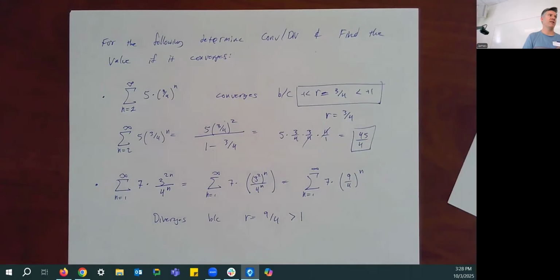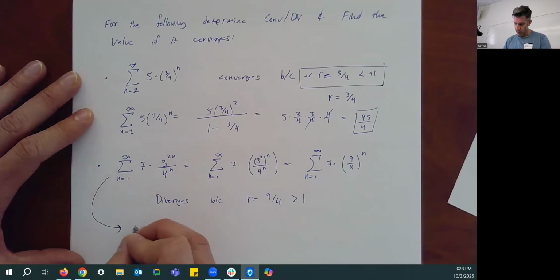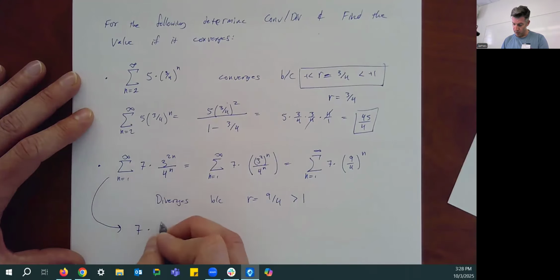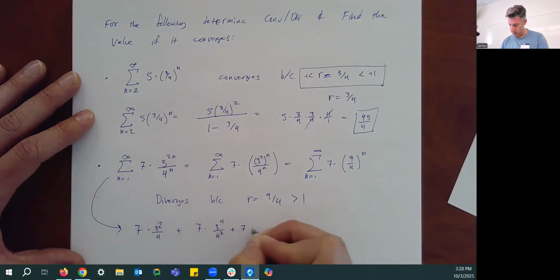What if it was really hard to find the ratio, but you were pretty confident it was geometric? Well, you could just start writing out terms. So if we just start writing out terms here, this would be 7 times 3 squared over 4 plus 7 times 3 to the 4th over 4 squared plus 7 times 3 to the 6th over 4 cubed.